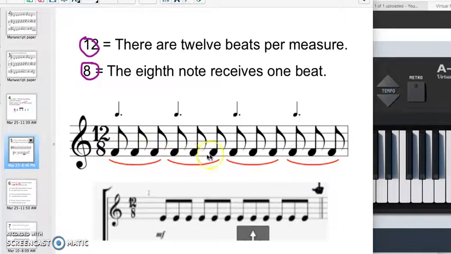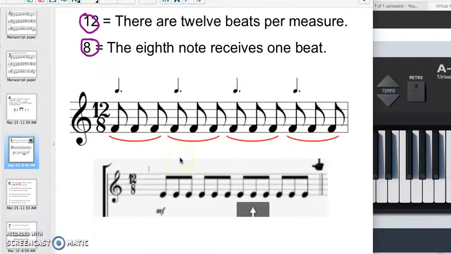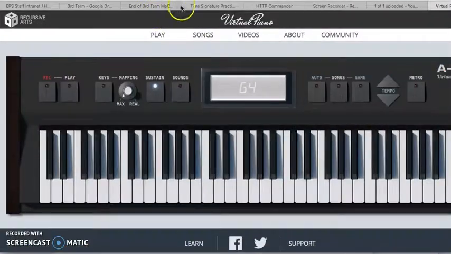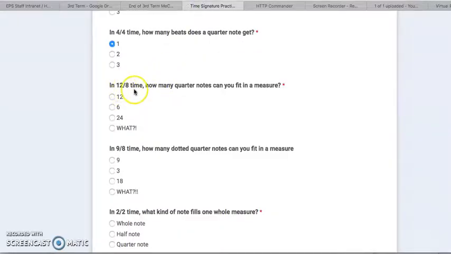1, 2, 3, 4, 5, 6, 7, 8, 9, 10, 11, 12. That's kind of messy looking, so a lot of times you'll see it barred. Instead of having the flags on the eighth notes, they will be barred and grouped. So this is the same exact thing as this. 1, 2, 3, 4, 5, 6, 7, 8, 9, 10, 11, 12. Here's 12 eighth notes. It's just that this looks a little cleaner because they're barred instead of individually flagged, like in this example. So going back to our quiz on time signature practice. In 12/8 time, how many quarter notes can you fit in a measure?